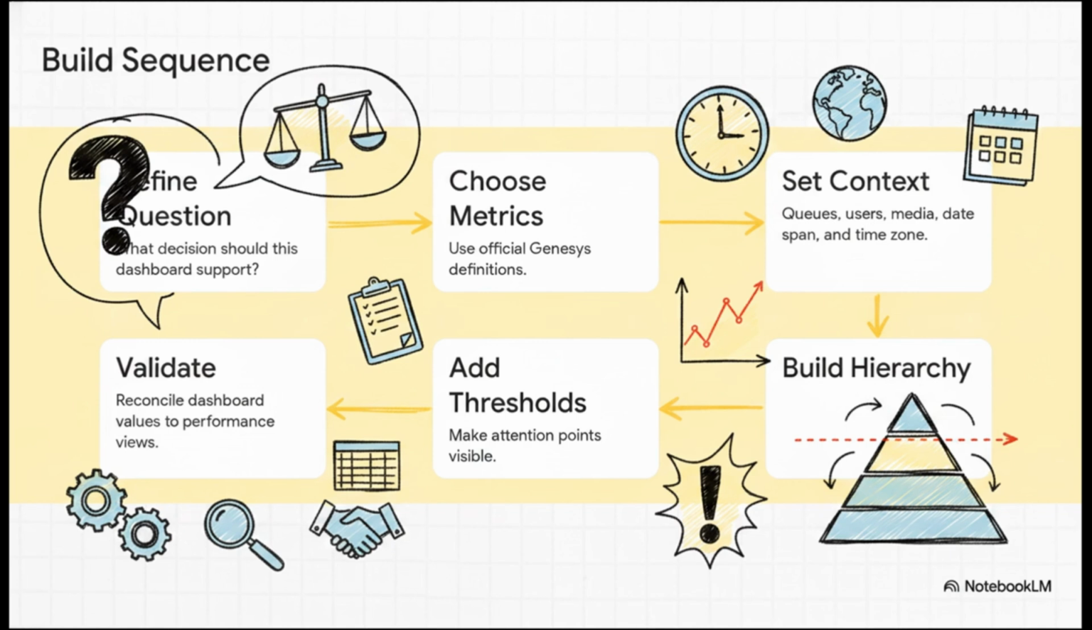Step 1, define the operating question. Step 2, choose your authoritative metrics. 3, set your scope and time context. 4, build that visual hierarchy. 5, add your attention-grabbing thresholds. And 6, validate before you ever share it. The biggest takeaways here: always let the question drive the build.